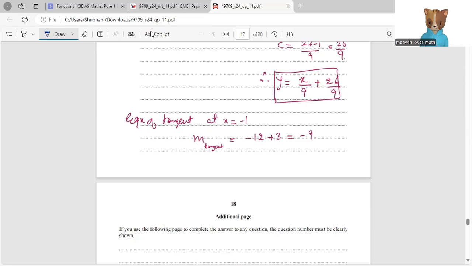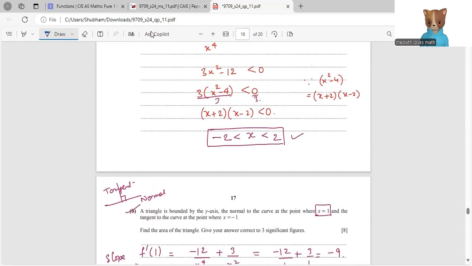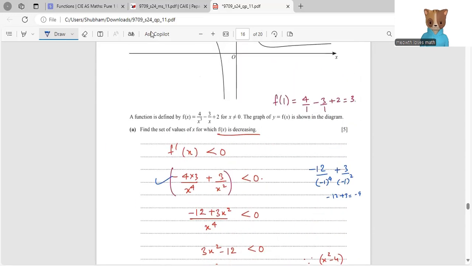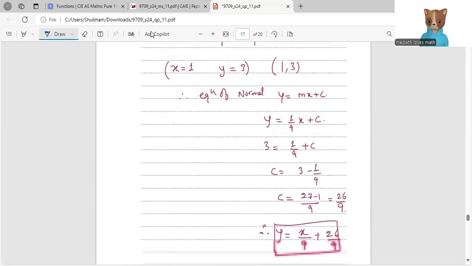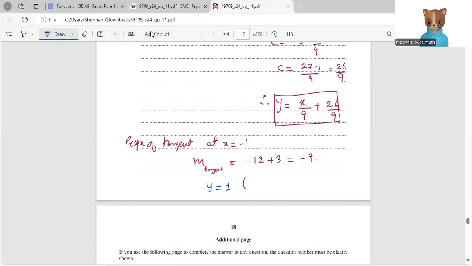Okay, so minus 9 we got, and then we have to find the y value as well. The point is at x equal to minus 1, so we have to find the value of y. So f of minus 1 is how much? Minus 1 cube is negative 1, and negative plus negative becomes positive. Minus 3 over x, where x is negative 1, so it becomes 5 minus 4, which is equal to 1. So y is equal to 1. The point is negative 1 comma 1, and the slope is equal to negative 9.